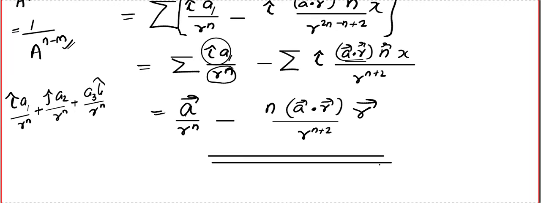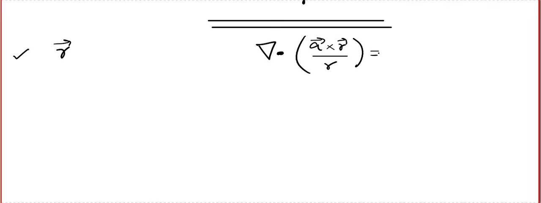Okay, that is one very tough question. Please practice 2-3 times. Okay, now another question paper. Same dialogue is given. If r is the position vector and if a is a constant vector, prove that del dot a cross r by r is equal to 0. So let's go for it.